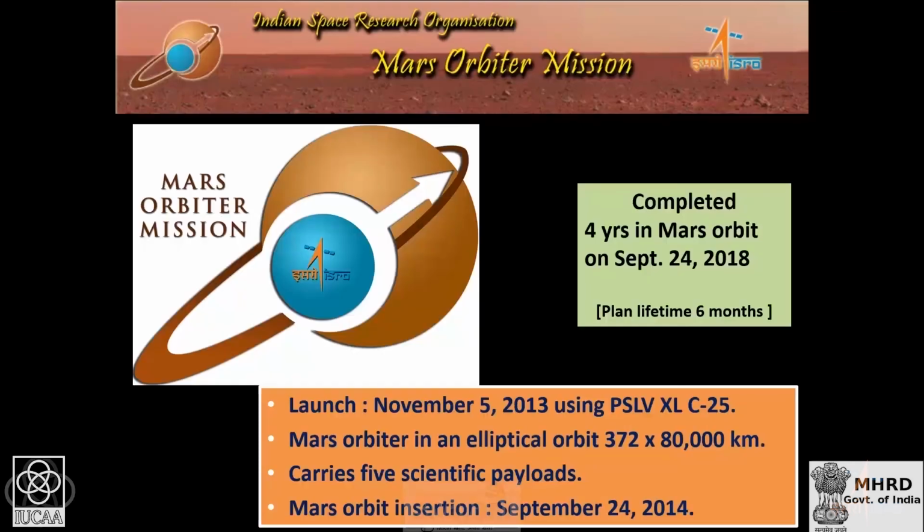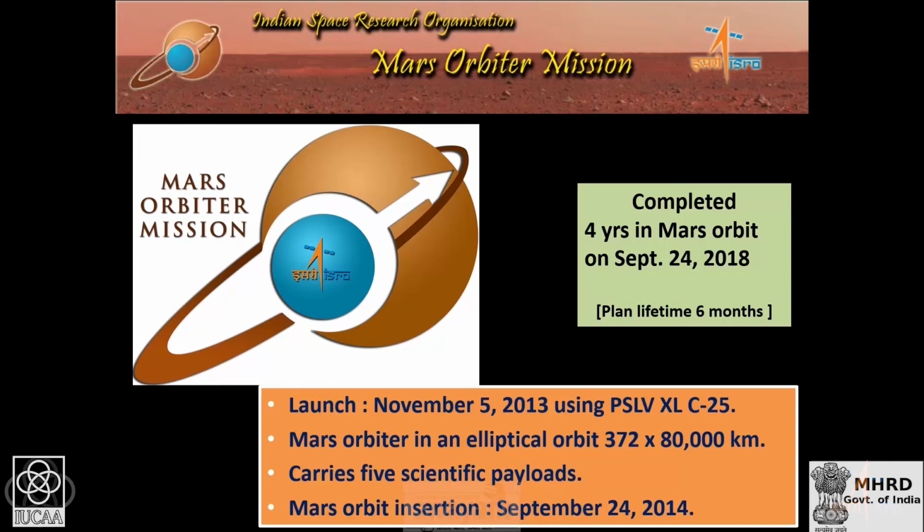Now, I will talk a little bit about the Mars Orbiter Mission. This is the first interplanetary mission of India, and as you must be aware, India is the first country in the world to have a successful insertion of an orbiter around Mars in its first attempt.